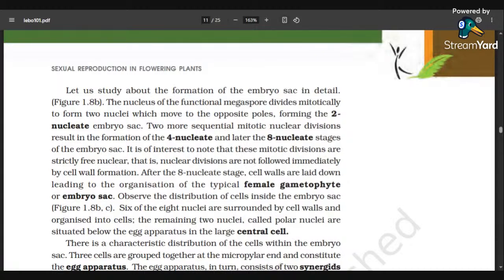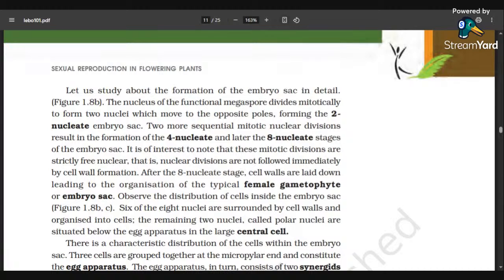After the eight-nucleate stage, cell walls are laid down, leading to the organization of the typical female gametophyte or embryo sac. Observe the distribution of the cells inside the embryo sac in figure 8.1.8b and c. Six of the eight nuclei are surrounded by cell walls and organized into cells. The remaining two nuclei, called the polar nuclei, are situated below the egg apparatus in the large central cell. There is a characteristic distribution of the cells within the embryo sac.